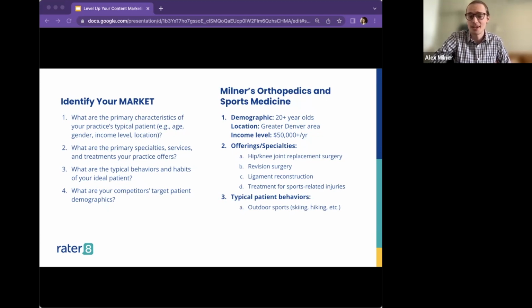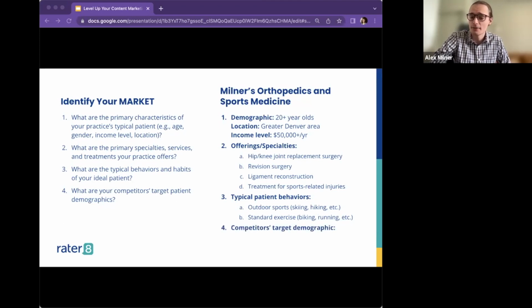Similarly, the Boulder, Denver area is extremely into exercise. And so standard exercising methods, biking, running, things like that, all of which are natural wear and tear on the body and could result in injuries that may need orthopedic assistance or sports medicine at a younger age.